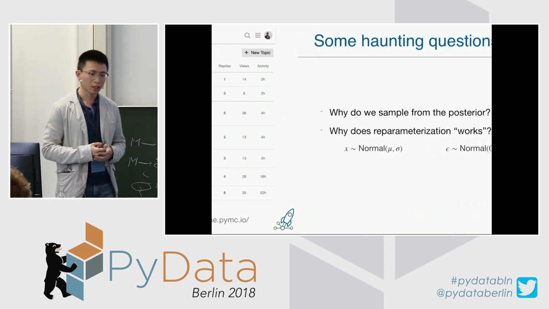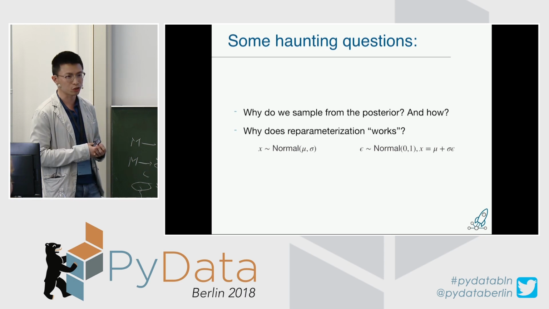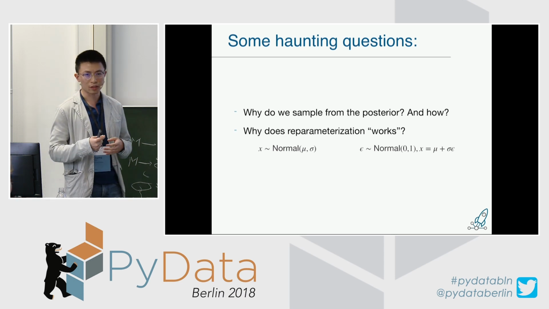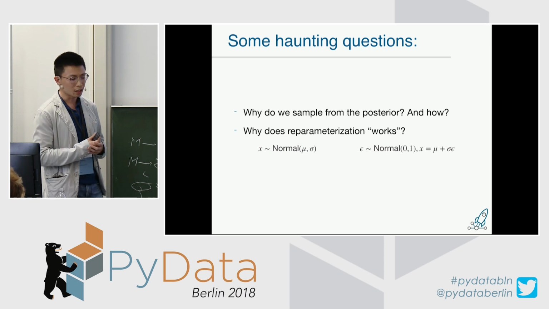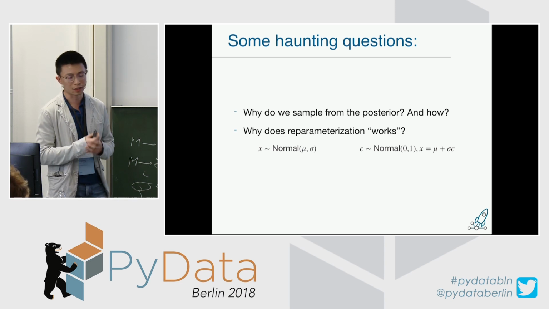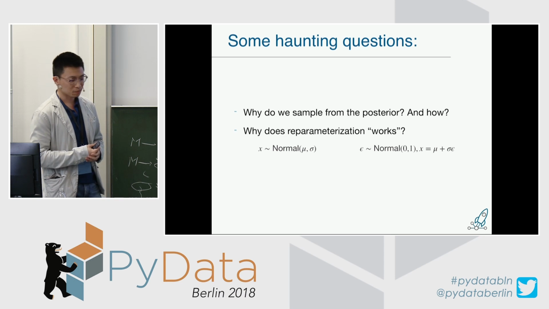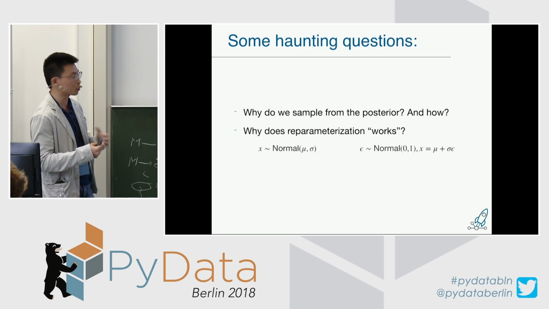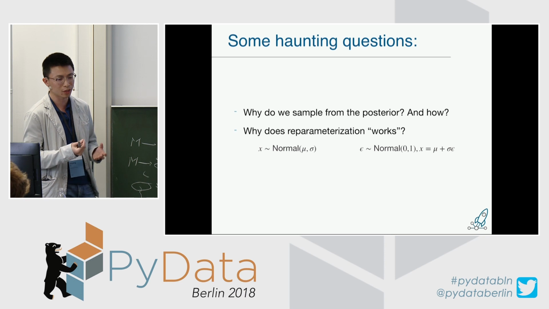So I'm actually from a psychology background. I studied psychology in my undergrad and PhD, and I always did frequentist statistics. So I actually teach Bayesian statistics myself using PyMC3. And some of the haunting questions of my quest of learning to be a Bayesian were quite challenging, for example: why do we sample from the posterior, and how can we do that?